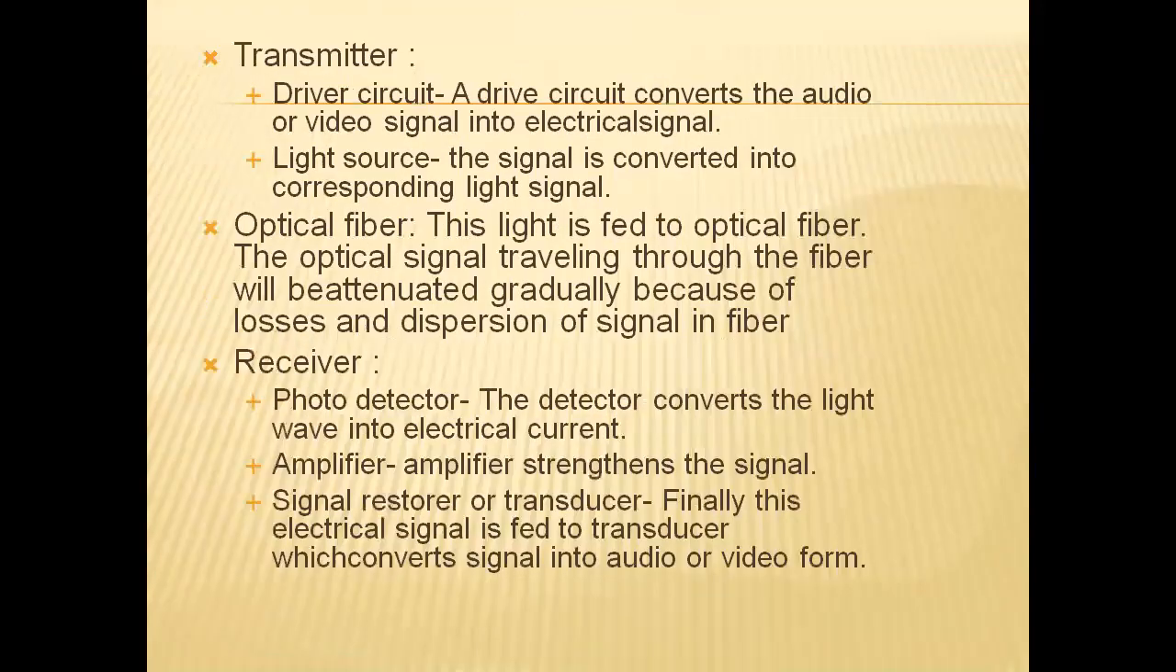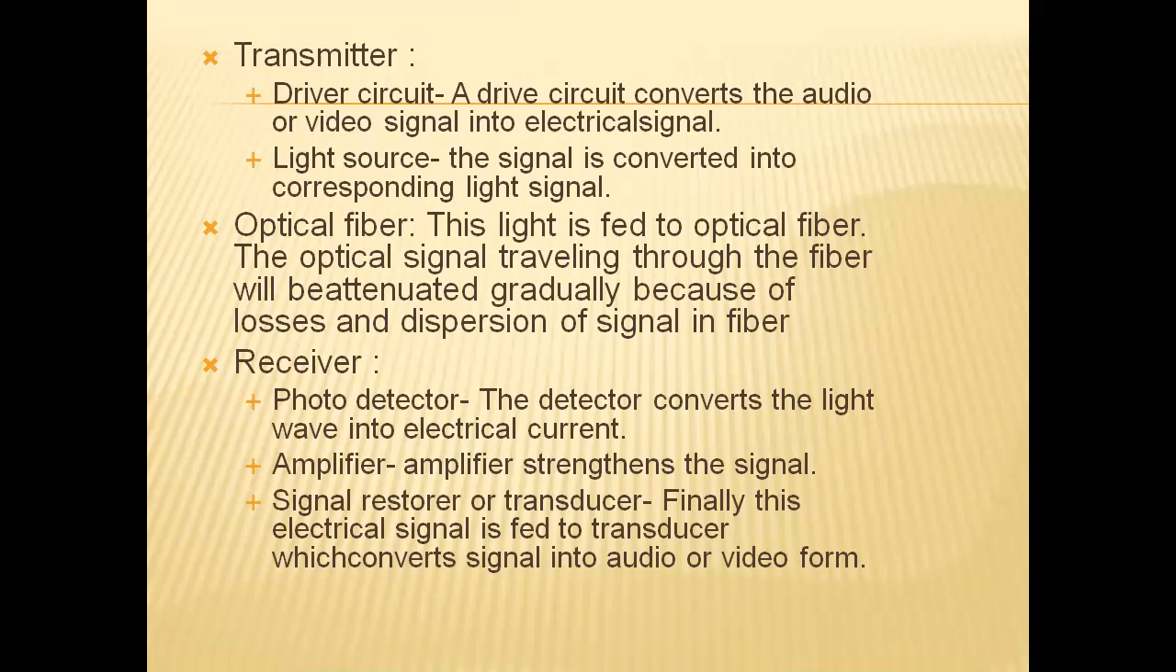Now the work of the transmitter. The transmitter has two circuits: one is the driver circuit, and the other is the light source. The driver circuit first converts the audio or video signals into electrical signals. Whatever signal you give at the input will be converted into an electrical signal using the driver circuit. Then the light source converts this electrical signal into a light signal. Most of the time, this light source is an LED. Then the optical fiber carries this light signal coming from the light source from one point to another, with less attenuation, to the other end.